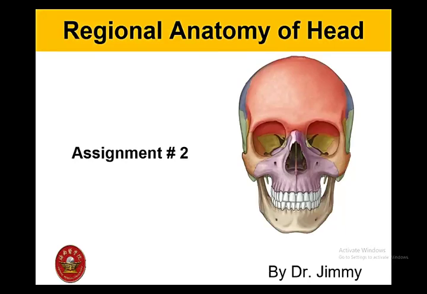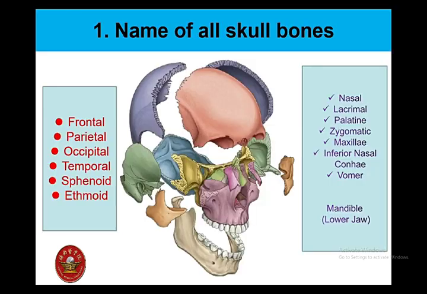Okay, so today we're going to talk about the assignment 2, original anatomy of head questions. So let's see that. First question, that's the name of all skull bones. So skull bones, according to the Gray's Anatomy classification, been divided into 22, excluding the ossicles of the ear, and also for the lower jaw is exception, which is mandible.